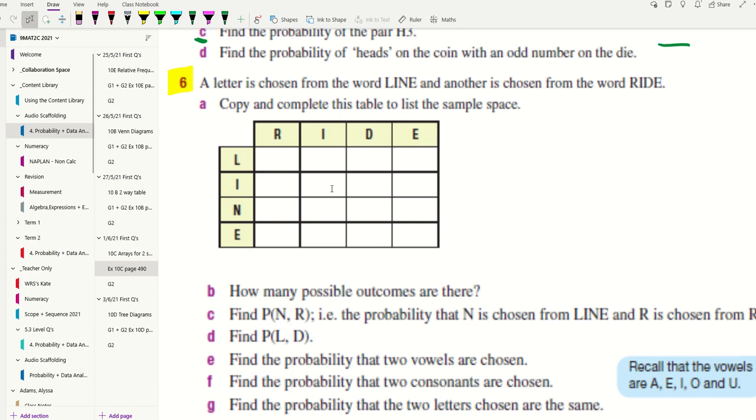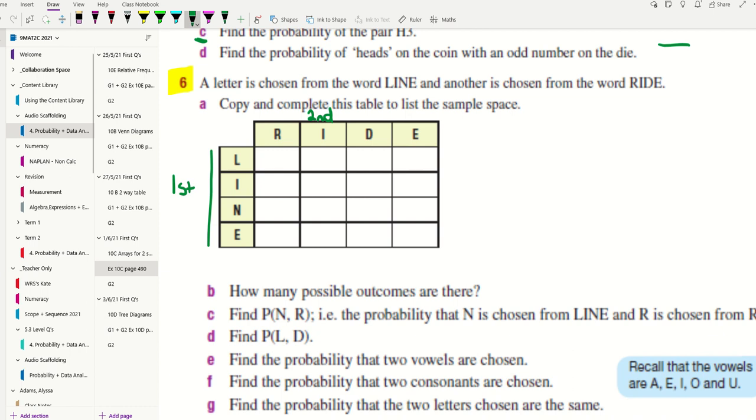All right, have a look at 6. So in 6, we're doing the same thing. A letter is chosen from the word line. So that was our first choice. And another is chosen from the word ride. So that was our second one. So again, they're doing the right thing, putting the first one in the row, second one in the column. Who knows what they were doing with that example from the textbook.